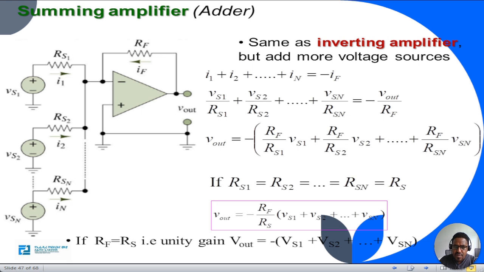So as you know, I1 plus I2 plus I3 plus IN etc. is equal to minus IF. If you remember the op-amp circuit rules, I1 plus IF is equal to 0, so virtually short, I1 equals minus IF. So let's analyze this circuit, how to get the gain of this op-amp, or how this summing amplifier becomes an adder.